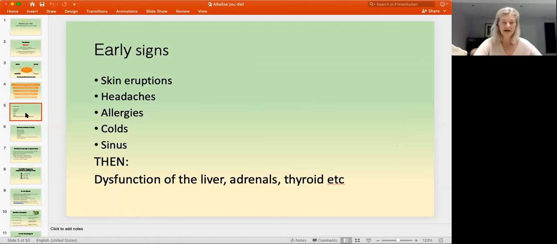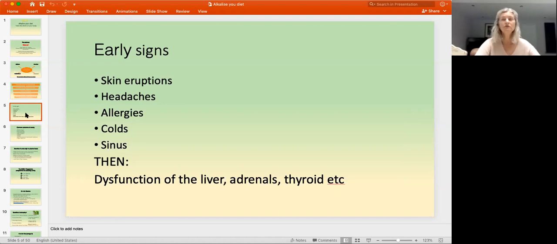Some of the early signs that things are not quite right, and these can actually be early signs for quite a lot of health issues, so it's always good to be aware of them. Things like getting breakouts on your skin, headaches, or allergies getting worse. It might be that you've started to have hay fever and you never had it before, or it's worse. It might be that things like asthma and eczema are flaring up. These can all be signs that the body is becoming out of balance.